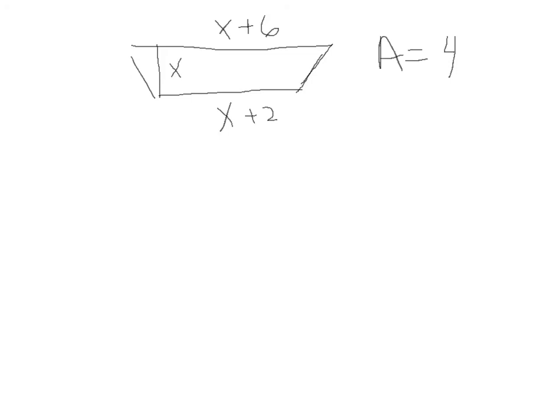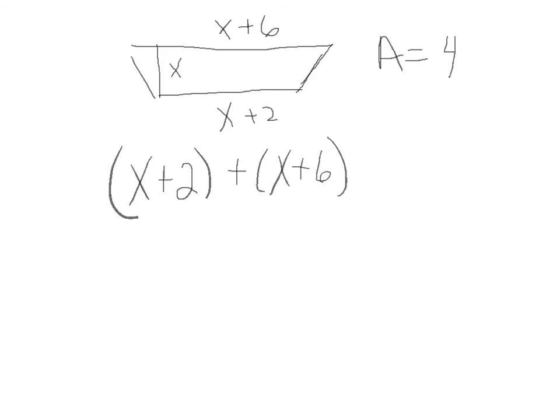Let me find the value of x. Well, first I need to write the area formula. Remember from geometry how to find the area of a trapezoid? It's the average of the two bases. So I add the two bases together. I need to divide by 2. What that really gets us is this line right here. And then I need to multiply by the height. And that should equal the area.